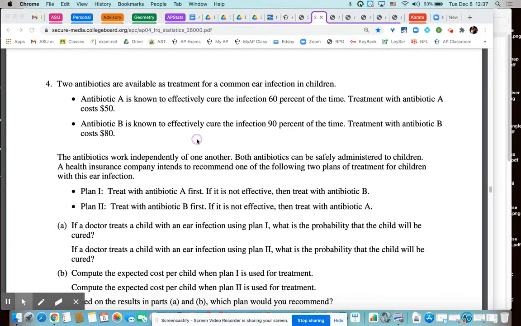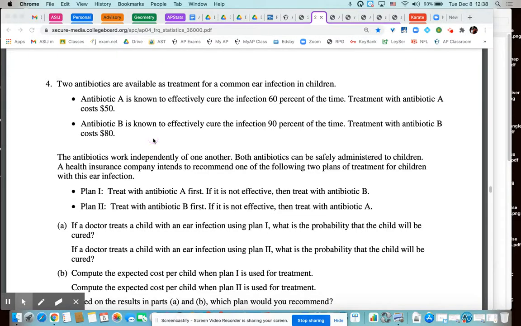It starts off with two different antibiotics, A and B, and one has a cure rate of 60%, the other one has a rate of 90%. The one with 60% is cheaper, $50, and the one with the 90% cure rate is a little more expensive, $80. So they're trying to analyze this.